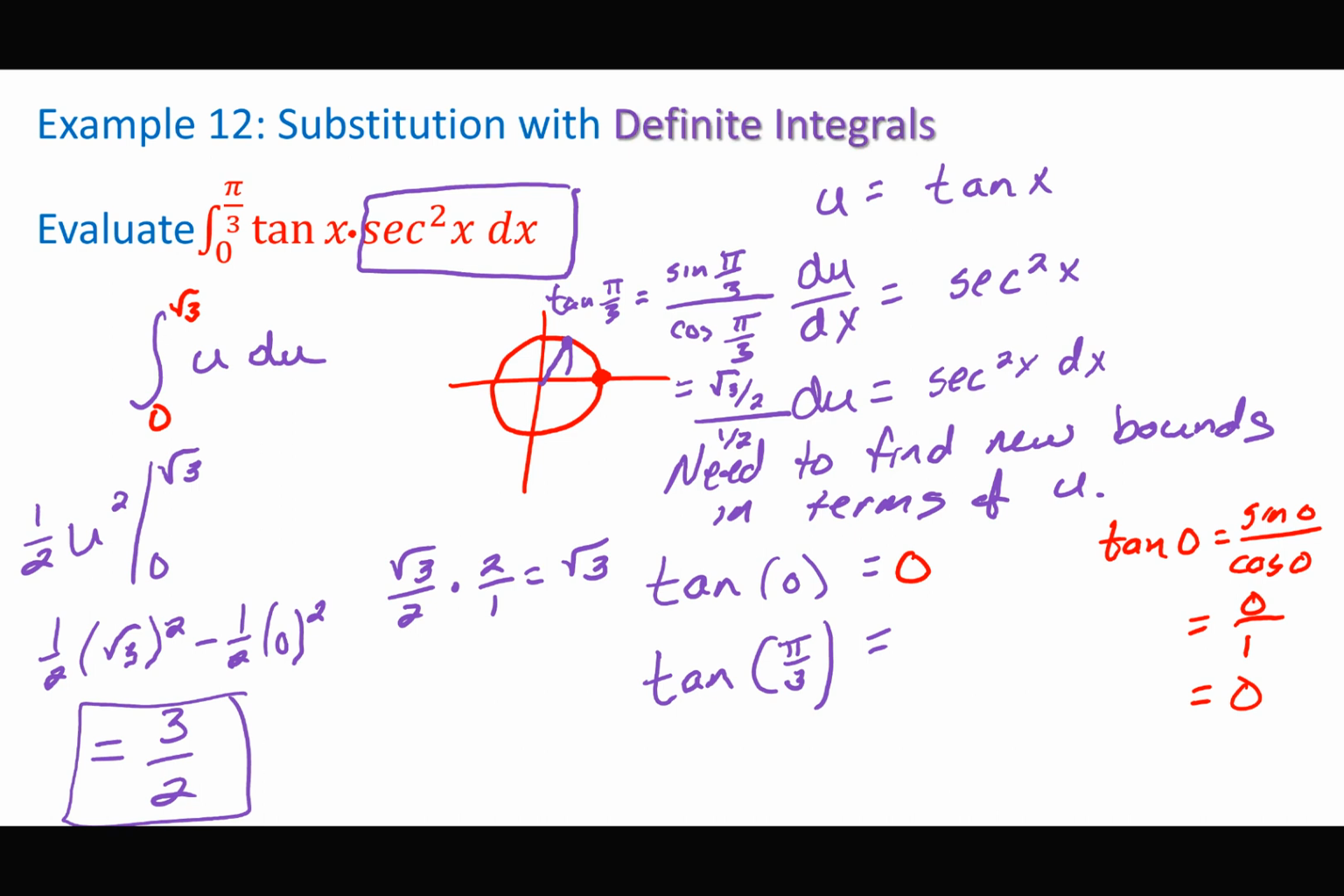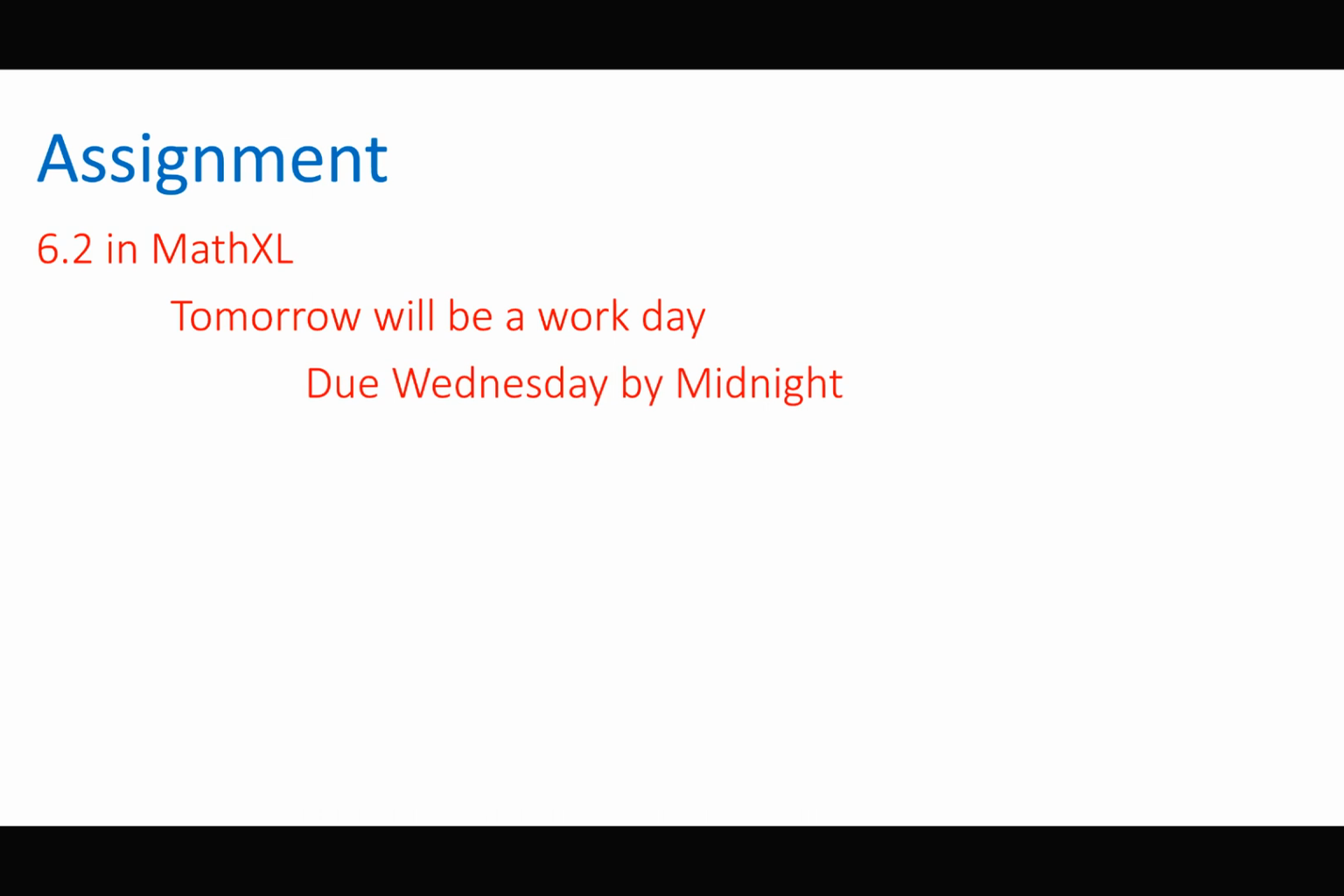Got it? That's it. 12 examples. Okay? So, nope, tomorrow will not be a work day, but this is due by Wednesday, tonight by midnight. If you want an extension and you feel like you've been putting in a good effort and not putting this off to the last minute, I will give you an extension. You just have to ask me, okay?